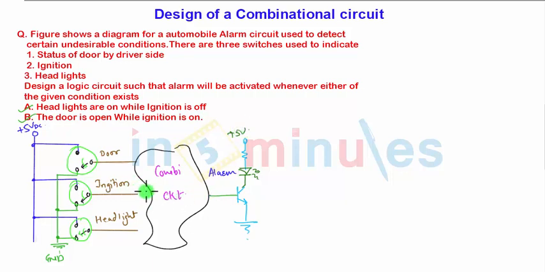So what is the output from these three inputs? The inputs are D, I, and H for headlights. The combination of these inputs will give an output, and depending on this output, it will drive this BJT, the transistor Q1, and should give the alarm indicator light. An LED is connected through a current limiting resistor in series with it. So let us design this circuit.